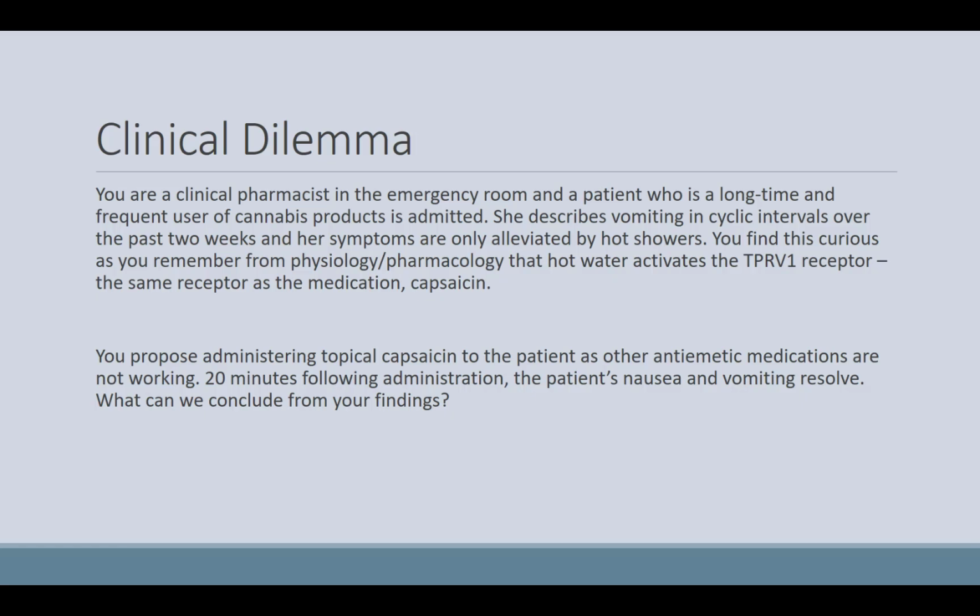You find this curious, as you remember from your physiology and pharmacology courses that hot water actually activates a receptor called the TRPV1 receptor, and the same receptor is activated by the medication capsaicin that's derived from chili peppers. You propose administering topical capsaicin to the patient, as other antiemetic medications, which are medications that prevent nausea and vomiting, are not currently working. 20 minutes following administration of the capsaicin cream, the patient's nausea and vomiting resolve. What can we conclude from your findings, and what type of research have you essentially just conducted?